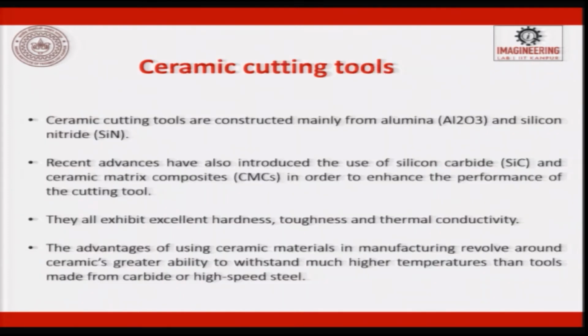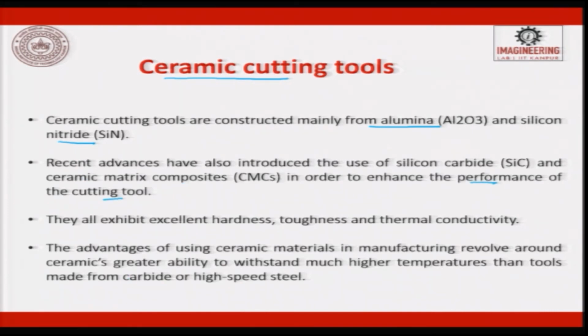When we go to the next step, you can also have a coating on top of these carbides in order to improve wear resistance and thermal conductivity, right. So, next is ceramic cutting tools. Ceramic cutting tools mainly consist of alumina and silicon nitride. You can also have silicon carbide. Recent advancements have also introduced silicon carbide and other ceramic matrix composites in order to enhance the performance of the cutting tool. So, the cutting tools are very small, kept on an insert.